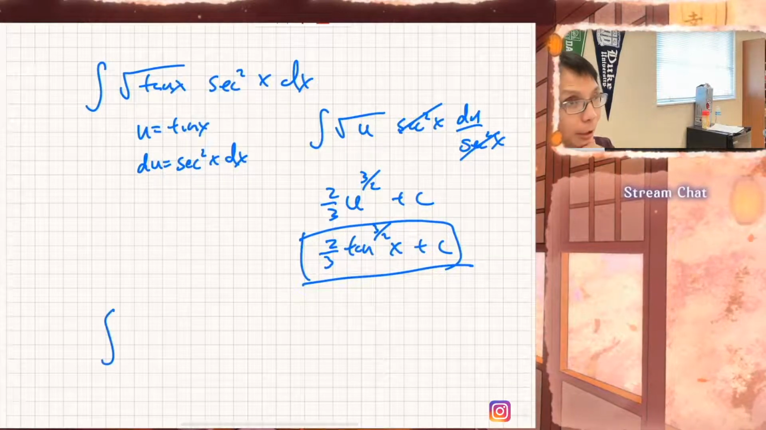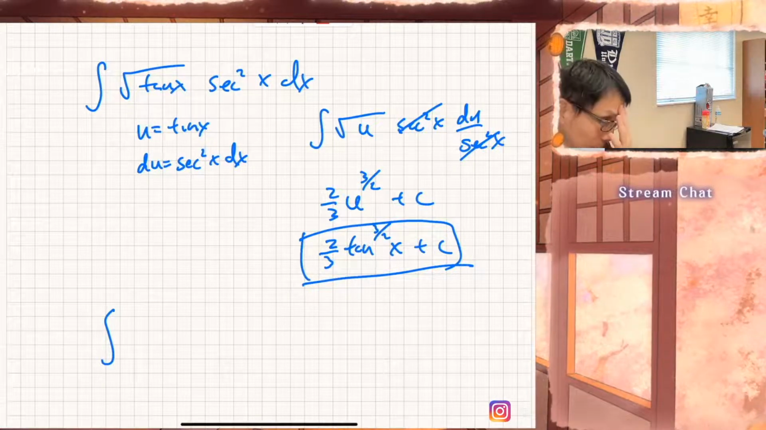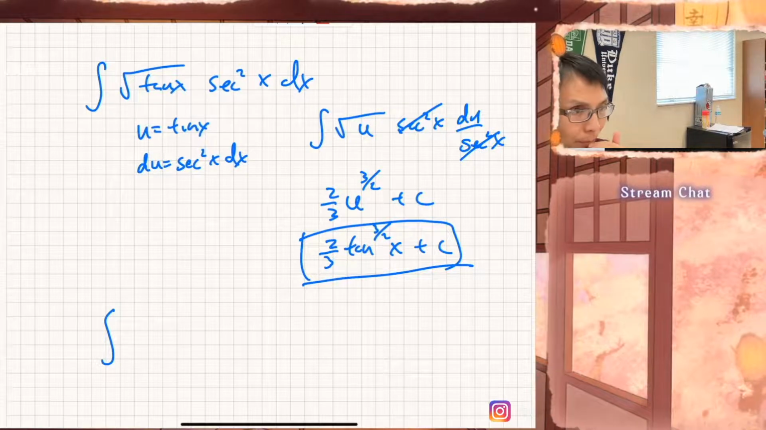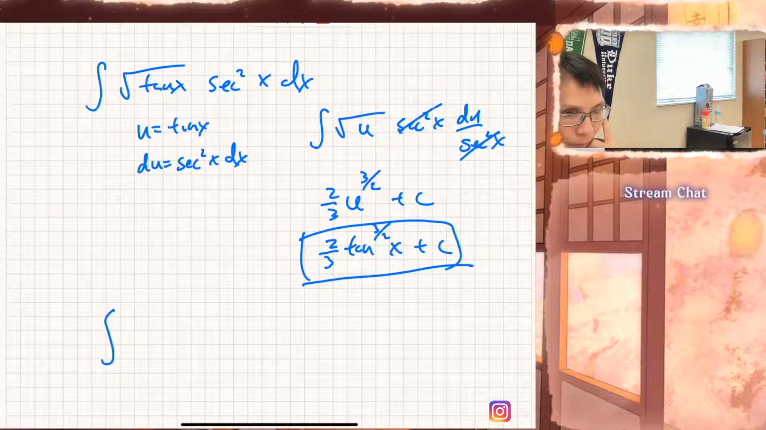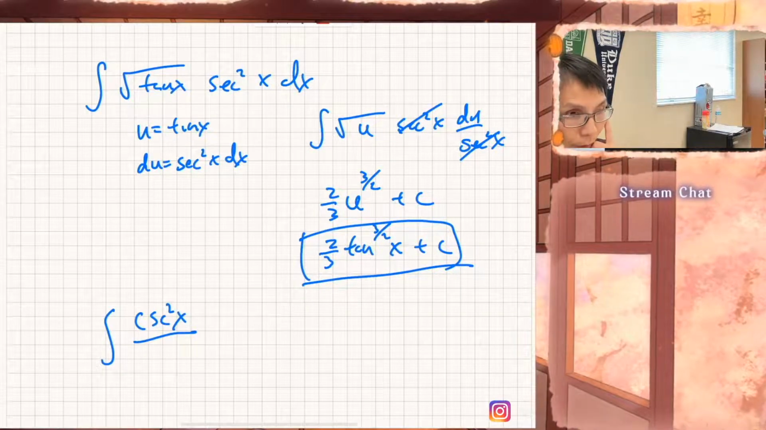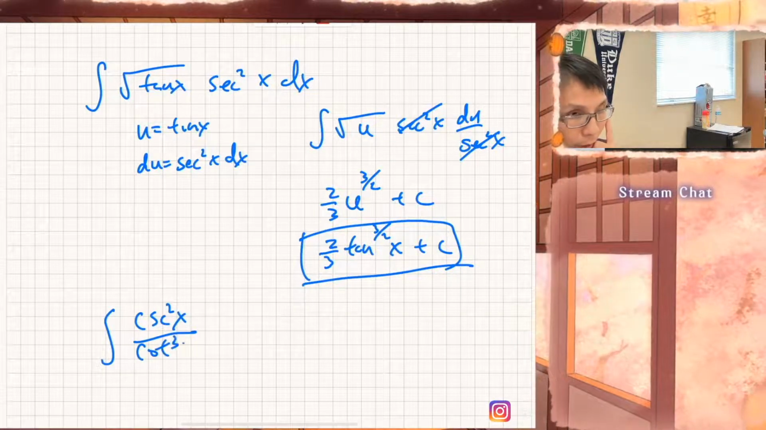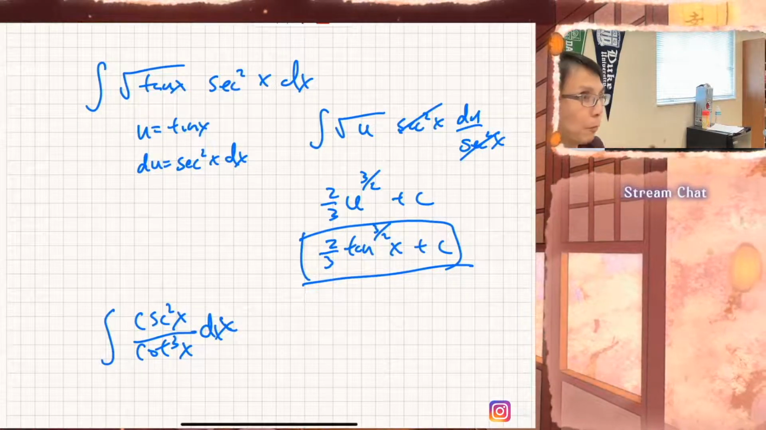Now, how about integration of, let's see, something that's a little bit different. That's integration of csc square of x over cot to the cube of x dx. That's too many. What will be u?